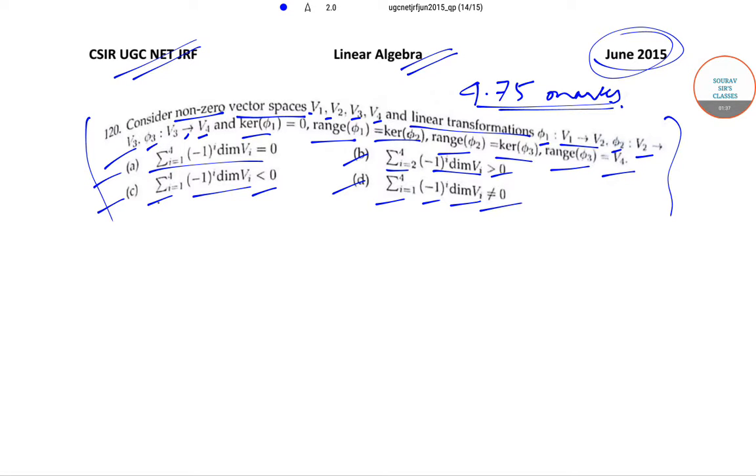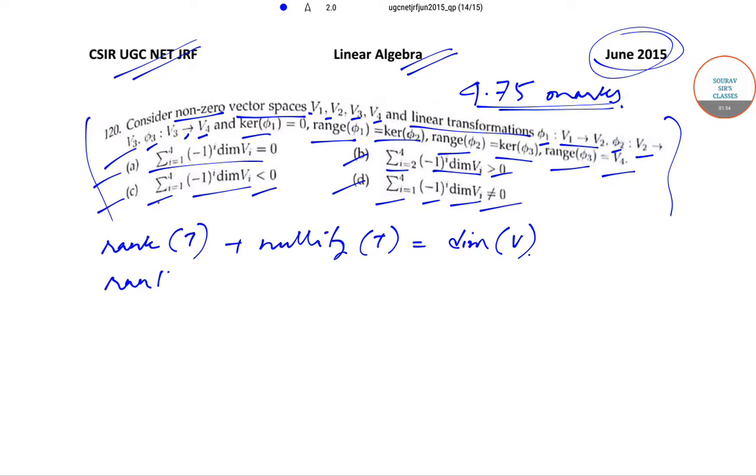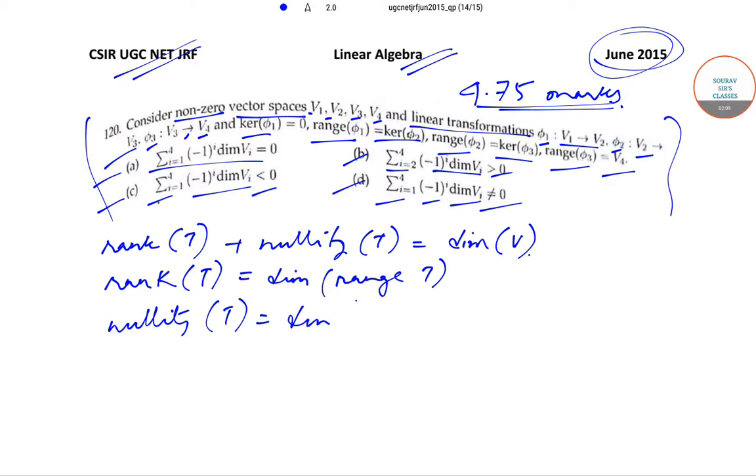So now we know the formula. The formulas are basically that rank of a transformation T plus the nullity of T is equal to the dimension of the vector space V. Also rank of T is equal to the dimension of range of T, and nullity of T is nothing but the dimension of the kernel of T.